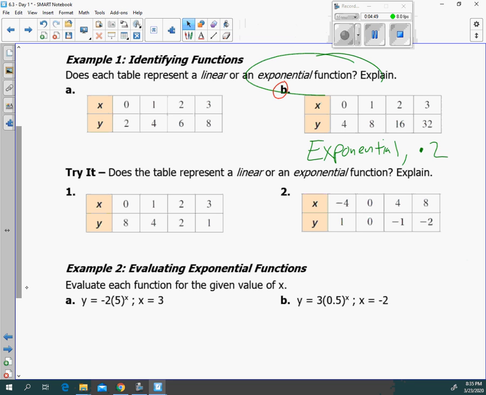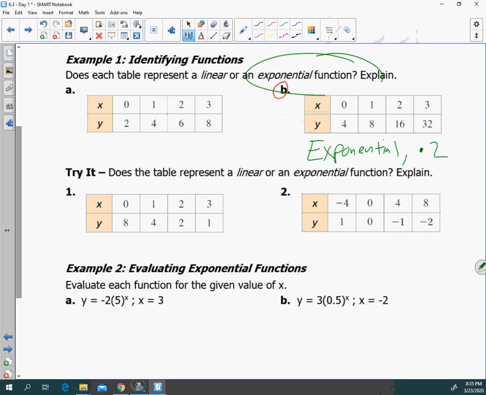I think it's going to be pretty straightforward and easy for you. Let's try number 1 and number 2 of these try it ones. Do you see a pattern here? It's adding 1. Do you see a pattern here? You could say we're minusing 4 to get from there to there, but we're not minusing 4 there. We're minusing 2 and we're minusing 1. That's a pattern, but it's not the same number, so it's not going to be linear.